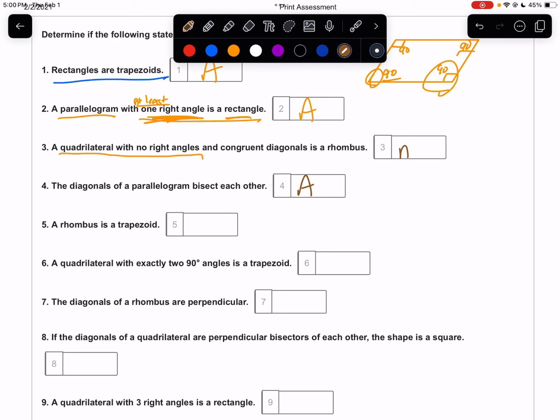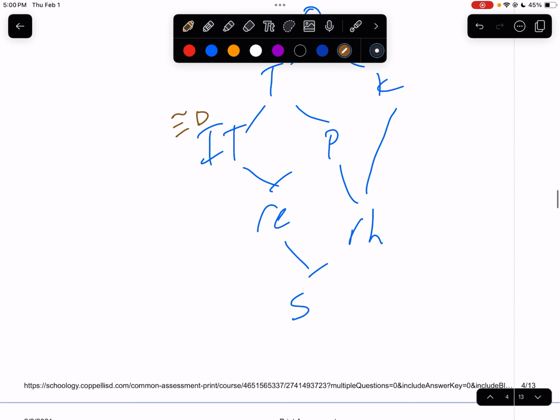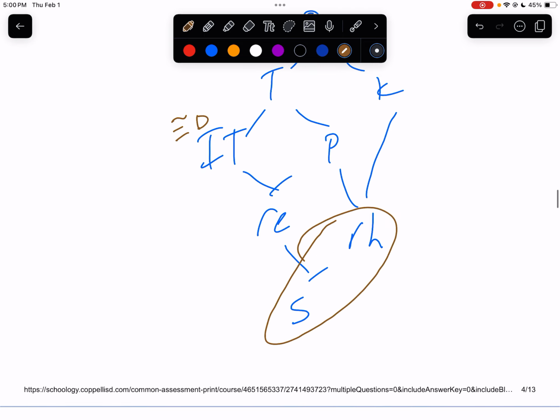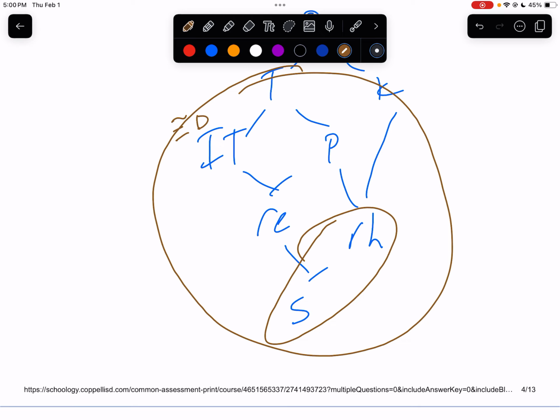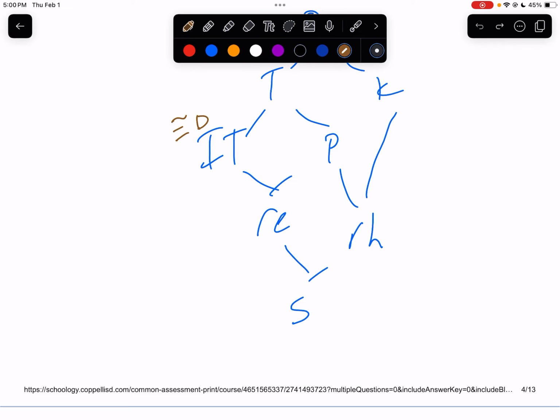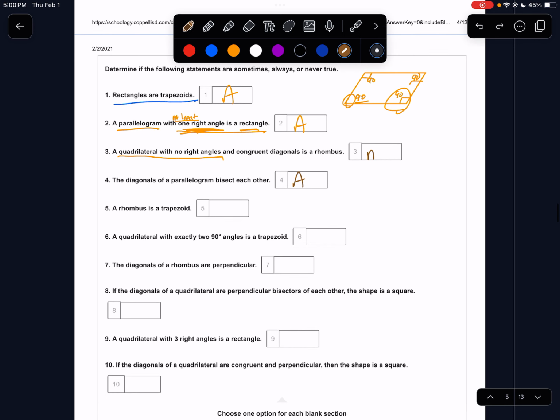The rhombus is a trapezoid. Okay, so here's the rhombus. Actually, both of these are rhombuses, right? Here's the trapezoids. Is the rhombus part of the trapezoid family? If you listed everything here that's classified as a trapezoid, would you include rhombus and square? The answer is yes. So every single rhombus is always a trapezoid.